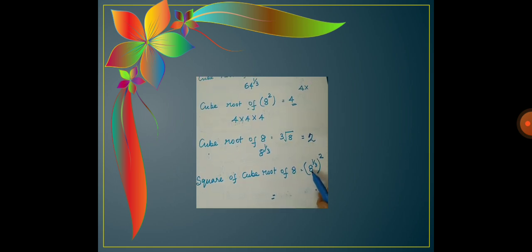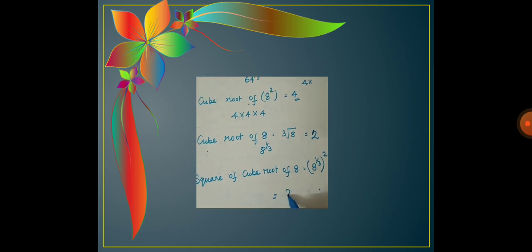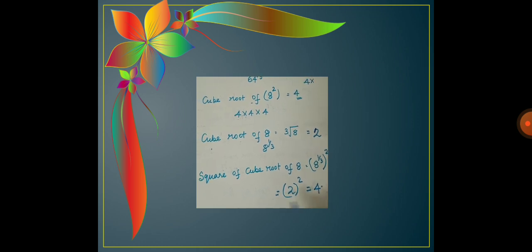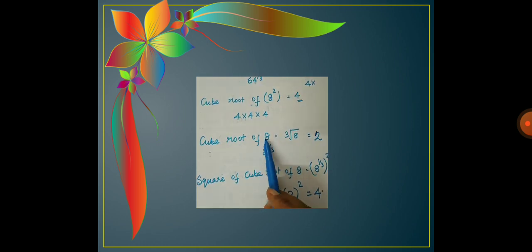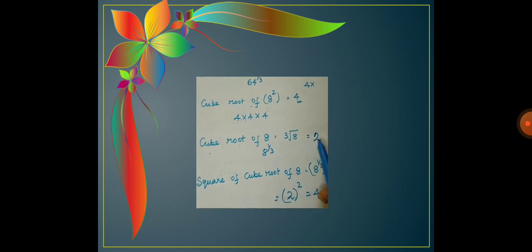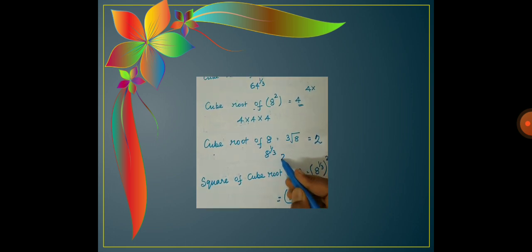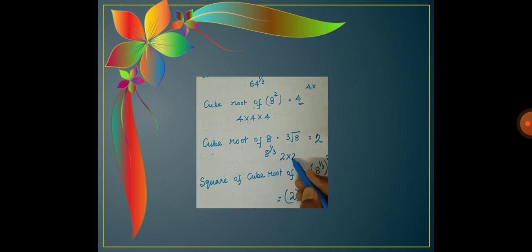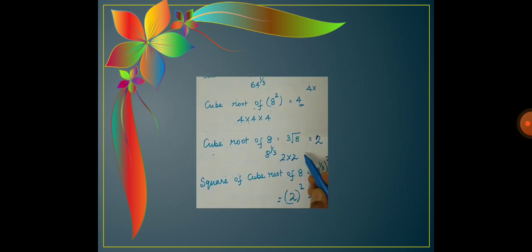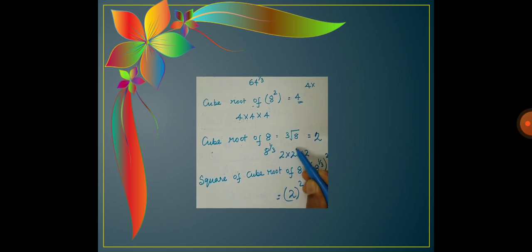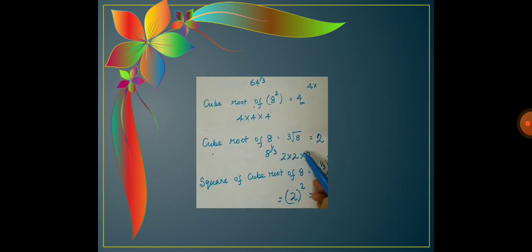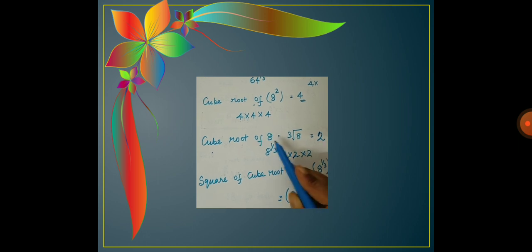So the cube root of 8 is 2, raised to the power 2, that is equal to 4. Here, the cube root of 8 is what? 2. How did we get 2? 2 times 2, 2 twos are 4, 4 twos are 8. So cube means 3 times. So the cube root of 8 is 2.